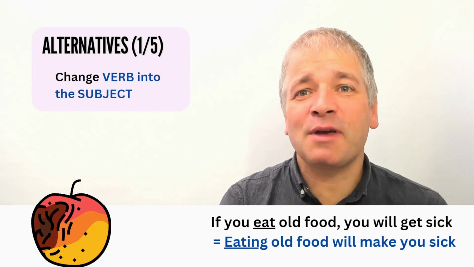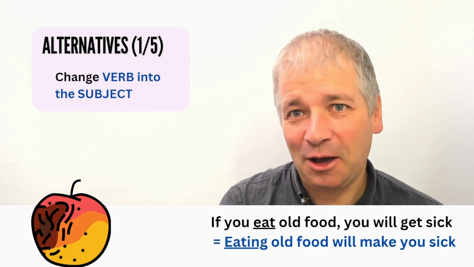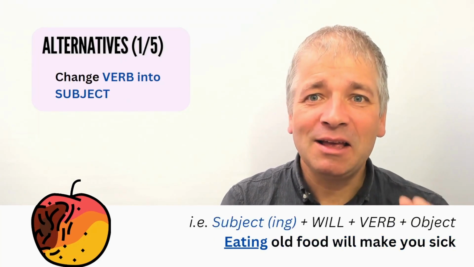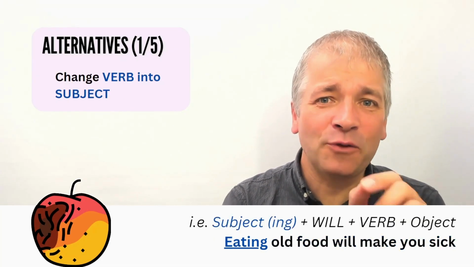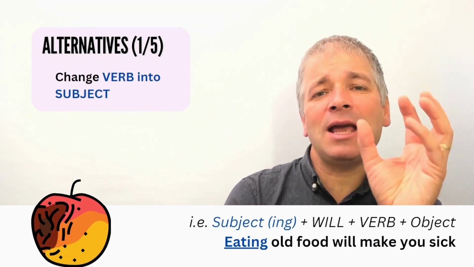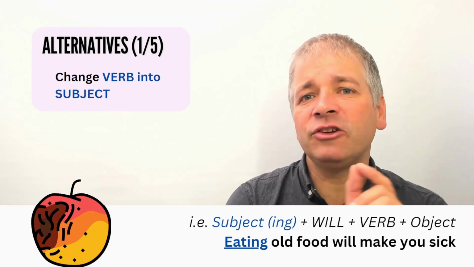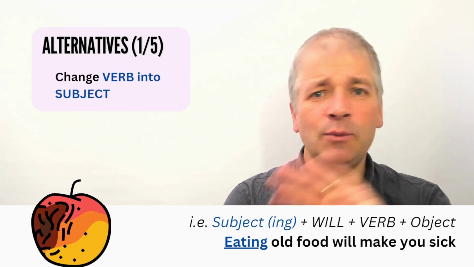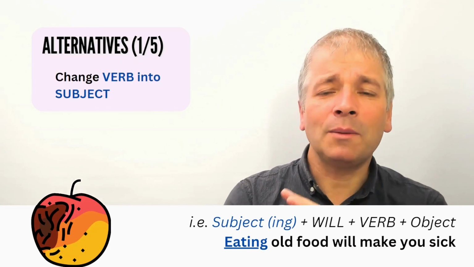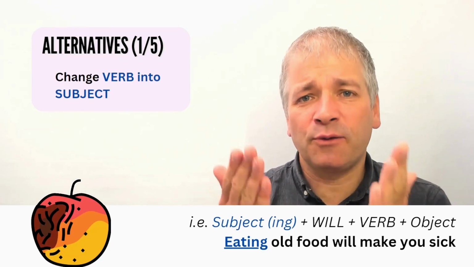So instead of saying, if you eat old food, you could say, eating old food will make you sick. So here, the change is from a verb into a subject. We take the verb eat and we make that the subject of our sentence. Eating, adding the ing makes it the noun. And here we don't need if. We can simply say, eating old food will make you sick. And we still have the conditional sense of meaning.